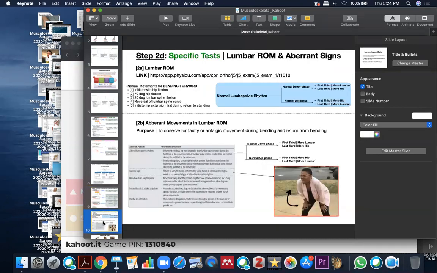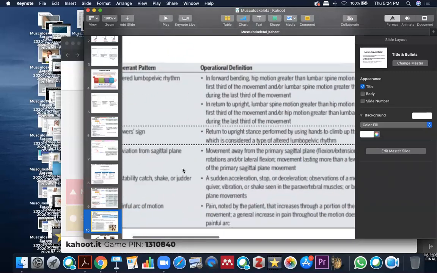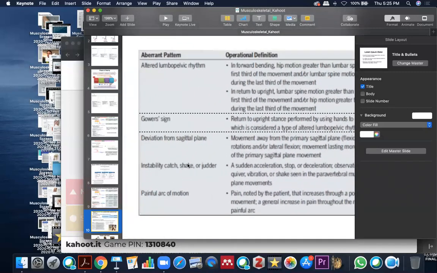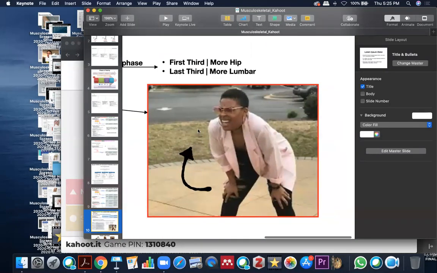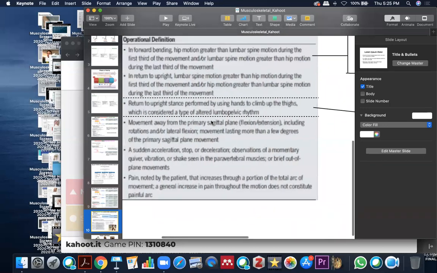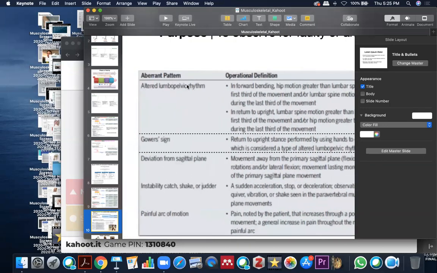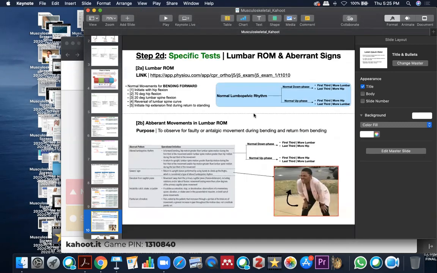There was a table he had somewhere, and I got it right here, just directly from there, that gives you some of the aberrant motions. Like this one, I thought this meme kind of just looks like that, is the Gower sign, where if you bend over to pick something up off the floor, to get back up, you kind of have to inch your hands up your legs. That would be an aberrant movement. And then also, they have altered lumbopelvic rhythm, so it might be a good idea to review the normal lumbopelvic rhythm.